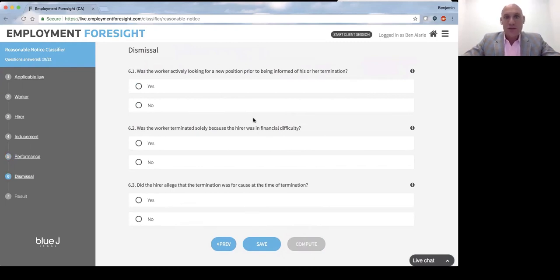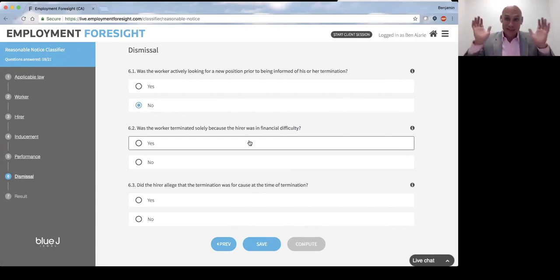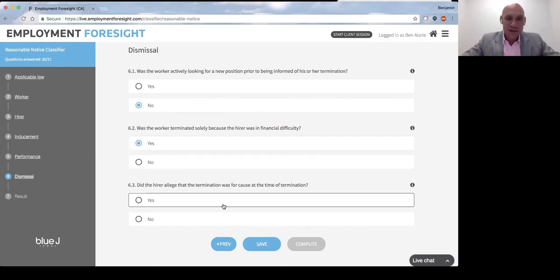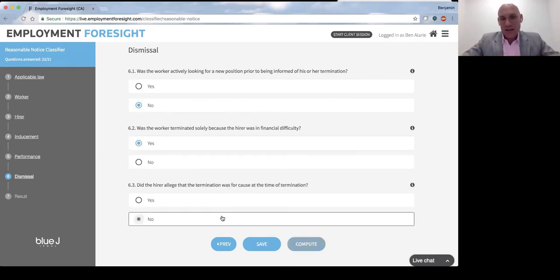Was Laura actively looking for a new position prior to being informed of her termination? No. Was she terminated solely because the bank was in financial difficulty? Well, here the bank is going to say yes. So if I'm answering on behalf of the bank, I'm going to say yes. If I'm answering on behalf of Laura, I might say, well, come on, it's a bank. I'm sure you can make it work. So I'm going to say yes for now. This is one of those questions that we can go back and change the answer to and see how it influences the prediction. And there's no allegation that this termination is for cause at the time of Laura's termination.